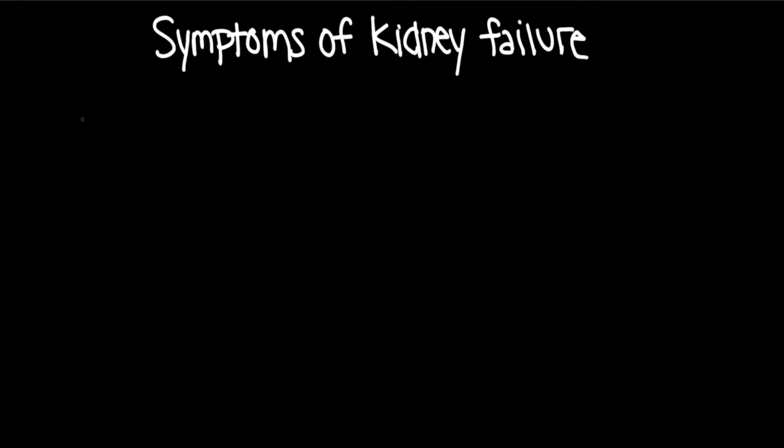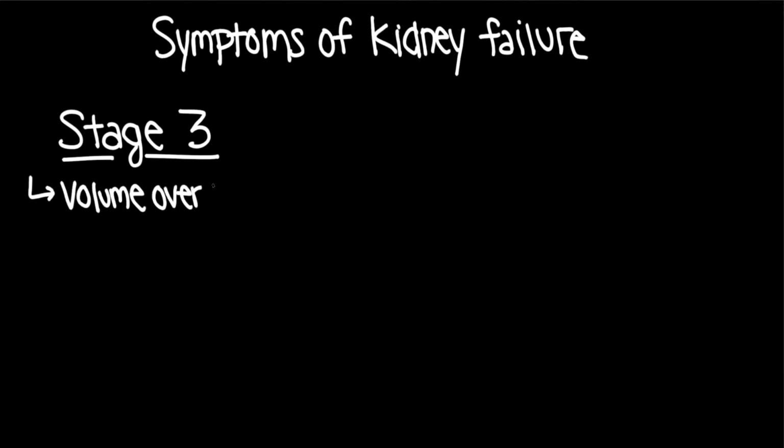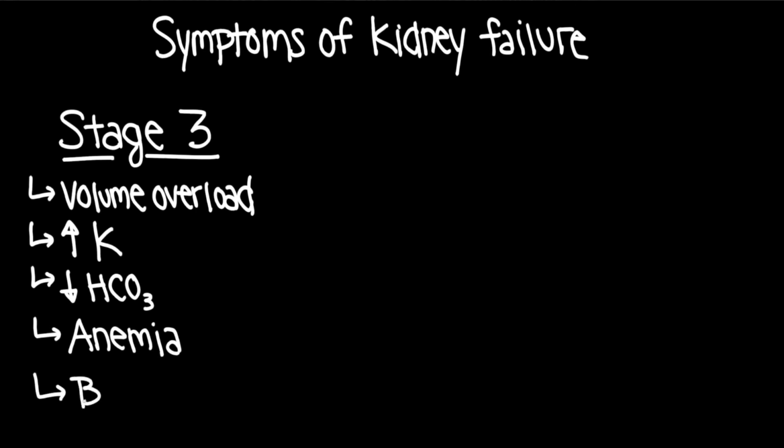Now we're going to talk about the symptoms of kidney failure. So most children tend to become symptomatic from CKD at right around stage 3. Some of these symptoms include volume overload, hyperkalemia, metabolic acidosis, anemia, and bone disease.